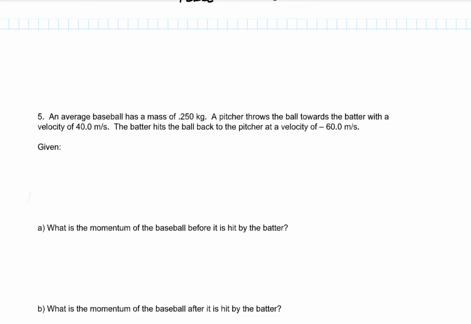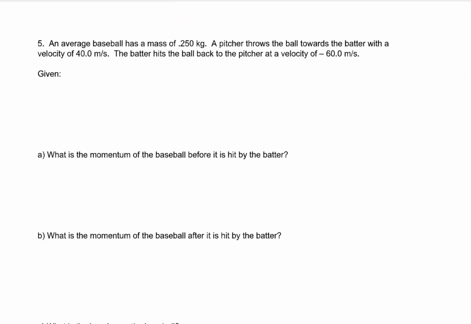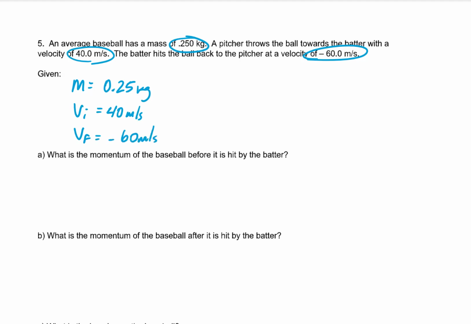All right, now we've got some number problems. So we're going to look at this and we're going to identify all of our givens. The average baseball has a mass of 0.25 kilograms. Well, that's the mass. It's 0.25 kilograms. A pitcher throws the ball towards the batter with a velocity of 40 meters per second. So the initial velocity is 40 meters per second. And the batter hits it back to the pitcher. That's a reverse in direction, so we get that negative sign there of negative 60 meters per second. So that final velocity is negative 60 meters per second. Those are all the things that we know.